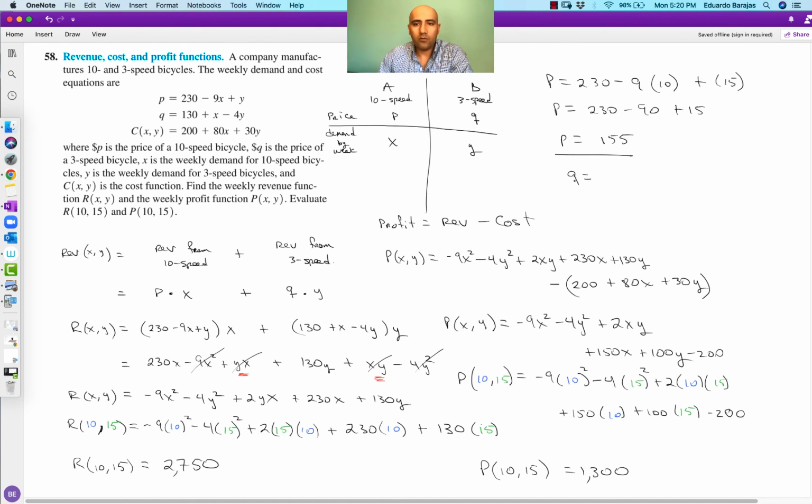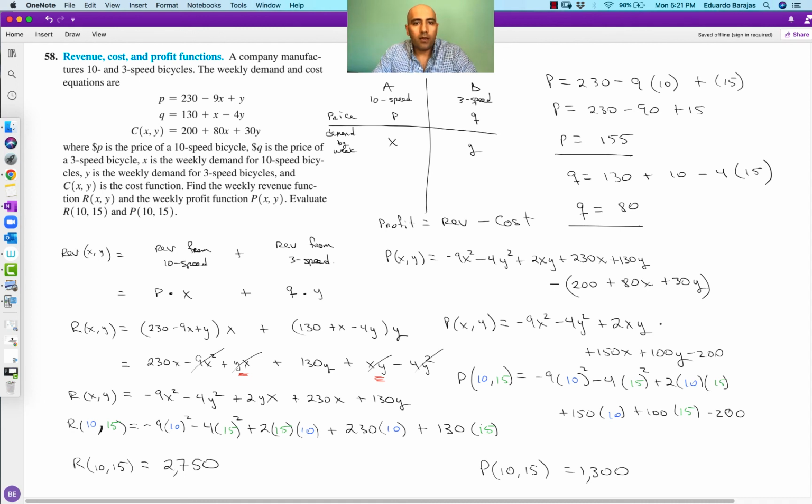Q is equal to 130 plus X, which was 10, minus 4 times 15, which is the Y. So Q is equal to 60. 130 minus 60 is going to be 70, plus 10 makes it 80. Okay, so we have everything we could possibly use.